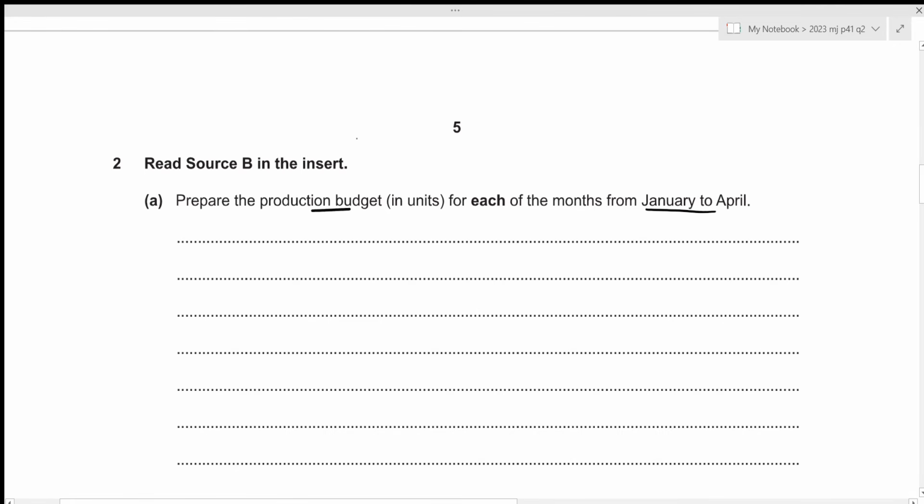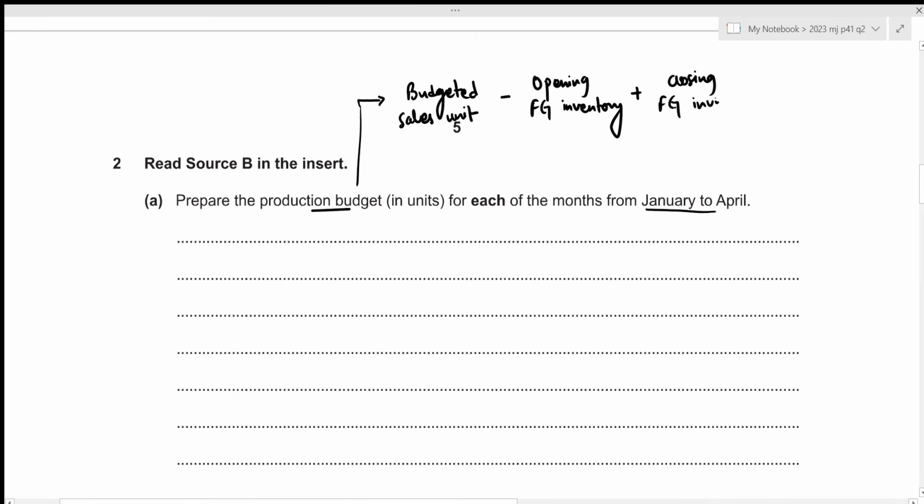So for production budget, I'm just going to write down the formula right here. We actually start with our budgeted sales units. Then we subtract our opening finished goods inventory. And then we add the closing finished goods inventory. And we require it for the months from January to April. So that's April, then March, then we have February and January.